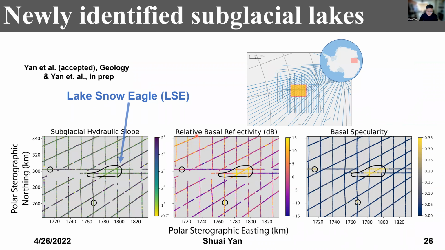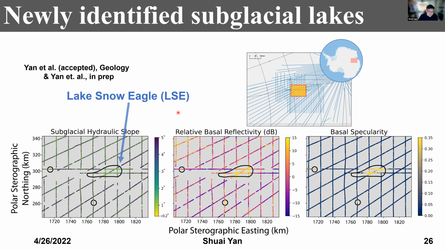So with this new observation, and relying on the three criteria I just talked about, we confirmed, yes, indeed, there is a very big water body beneath the ice sheet. So we confirmed the existence of this lake among other smaller ones. You can see almost zero hydraulic slope, very high reflectivity, at least 15 dB higher than the surrounding region, and a very high specularity.